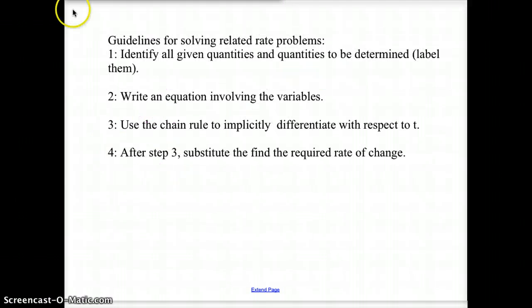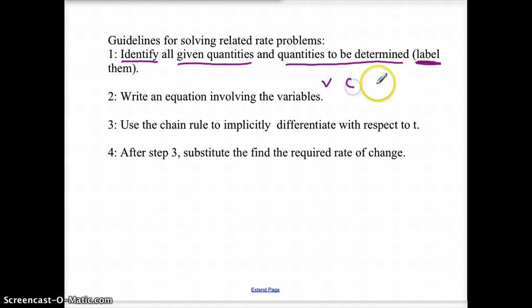This is just a stripped down, bare basic example, just to review how to take the derivative with respect to time. Here are guidelines for solving related rate problems. The first and most important step is to identify all the given quantities and the quantities that you're supposed to find and label them. So that's dV/dt or dr/dt or whatever quantities we're trying to find. The rate of change of r, you're going to use dr/dt, etc. Identify all the given quantities and the quantities to be determined, so what you're trying to find, and make sure you label them. Then we're going to write an equation involving the variables.